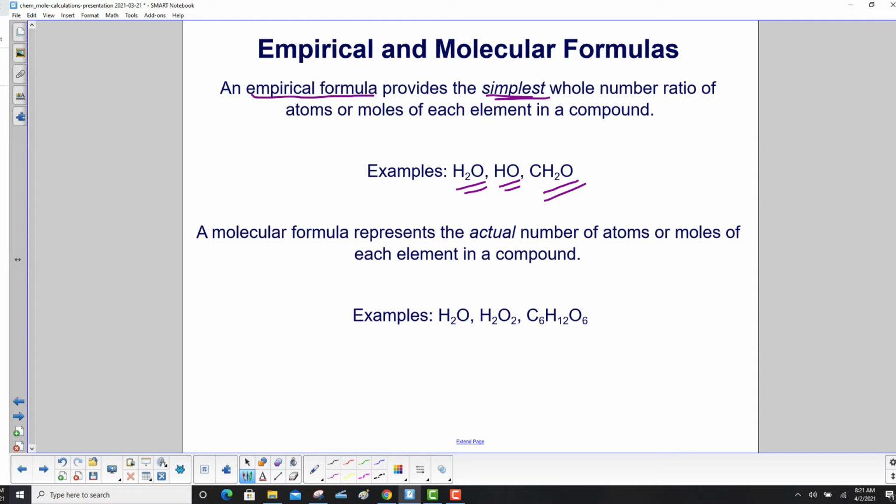A molecular formula represents the actual number of atoms or moles of each element in a compound. So we have H2O, which is the same as there, but here we have H2O2, which has a whole number multiple of 2 times the 1 hydrogen and the 1 oxygen. Then over here we have C6H12O6, which is 6 times the amount of atoms in CH2O.